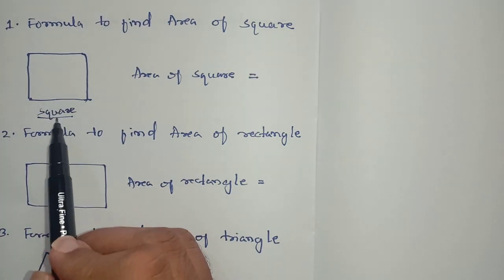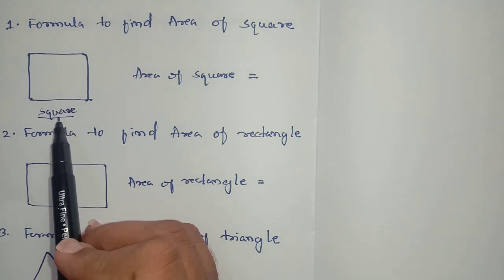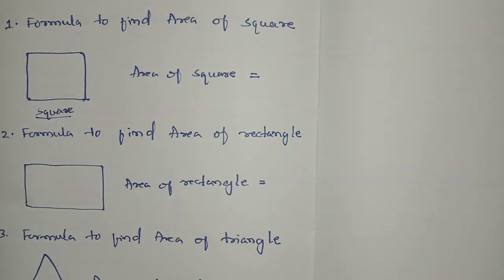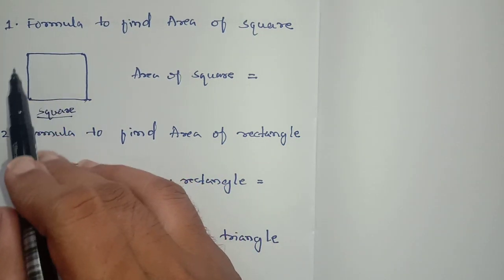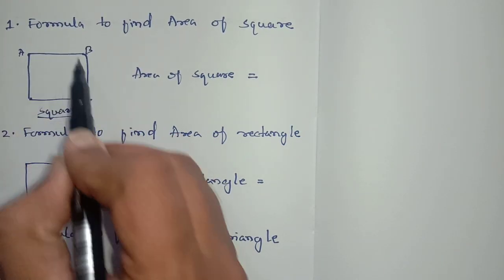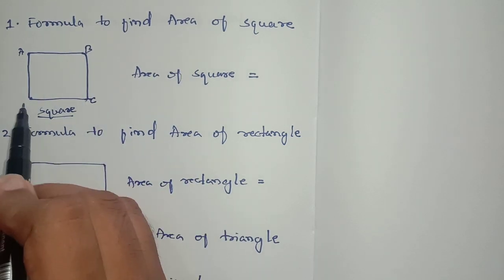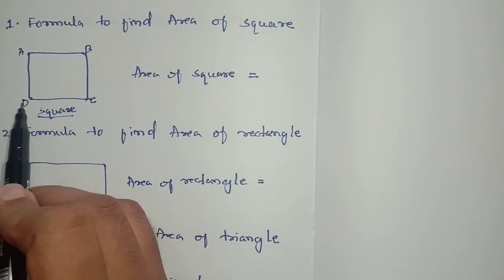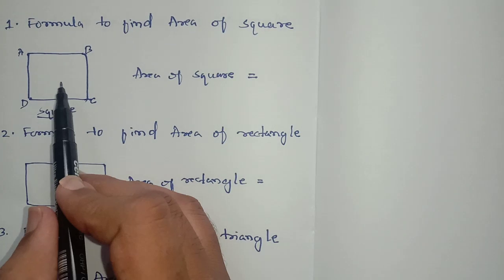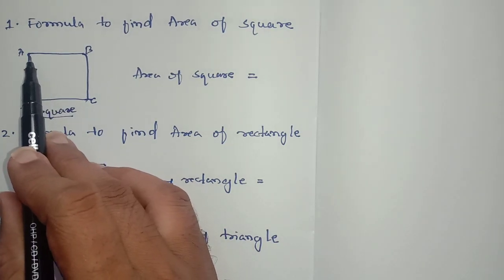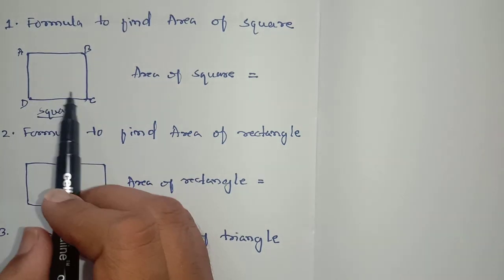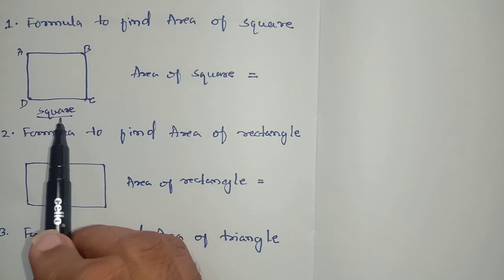The first figure is square. What is the meaning of square? A four-sided figure in which all the sides are equal. You can see here four sides are there. AB is one side, BC is one side, CD is one side, DA or AD is one side. Four sides are there. A four-sided figure in which the length of all the sides are equal, that figure is called a square.